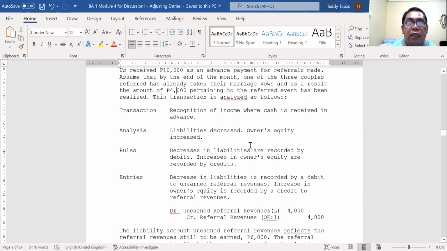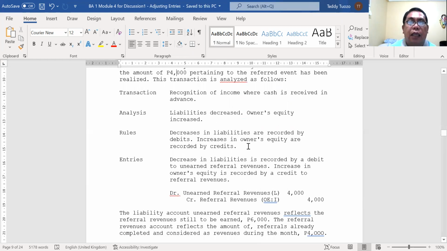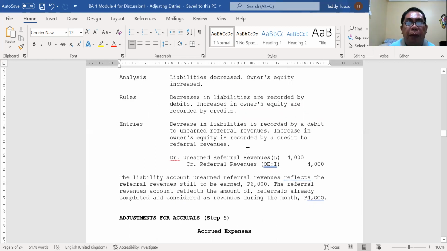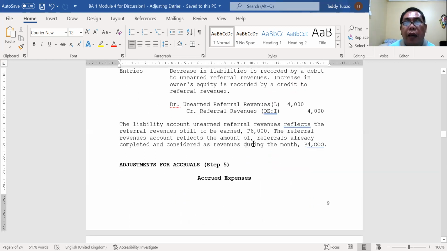So the transaction is the recognition of income where cash is received in advance. In the analysis, liabilities here will decrease and owner's equity will increase. So the entry would be a debit to unearned referral revenues, as in the initial recognition in the journal entries example, for 4,000, and a credit to referral revenues for 4,000.